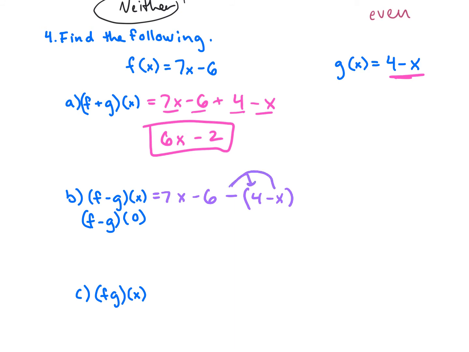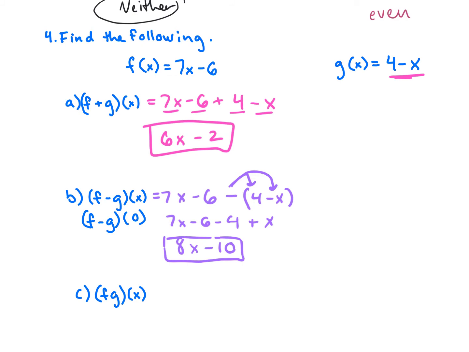So distribute, distribute. So I have 7x minus 6 minus 4 plus x. Since I'm subtracting g, that whole function, I have to distribute the negative to everything inside of it. Combine my like terms. So here I have 8x minus 10. So this is my f minus g of x.